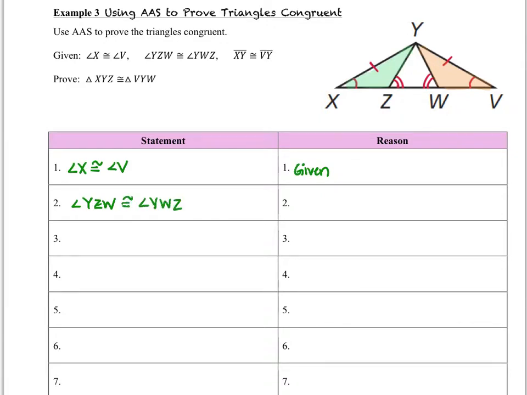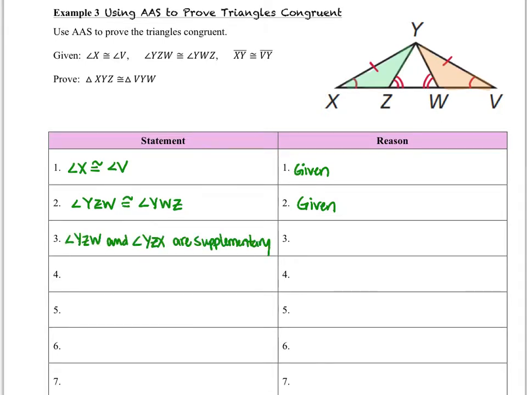And that reason is also given. Now, why that's useful is because even though those are not the angles that we actually need, those angles form linear pairs with the angles that we want. So we're going to document that angle YZW and angle YZX are supplementary.